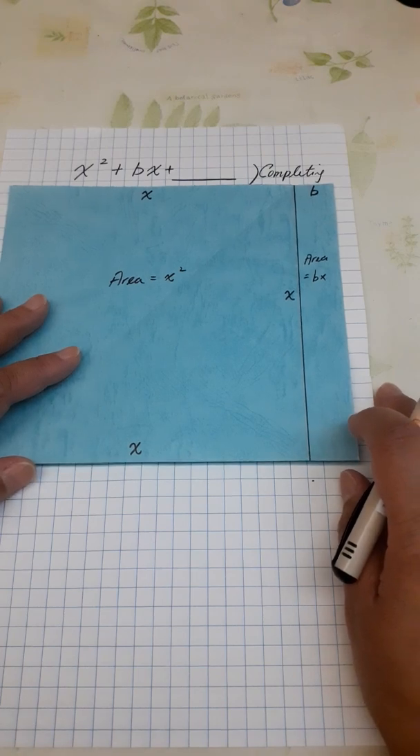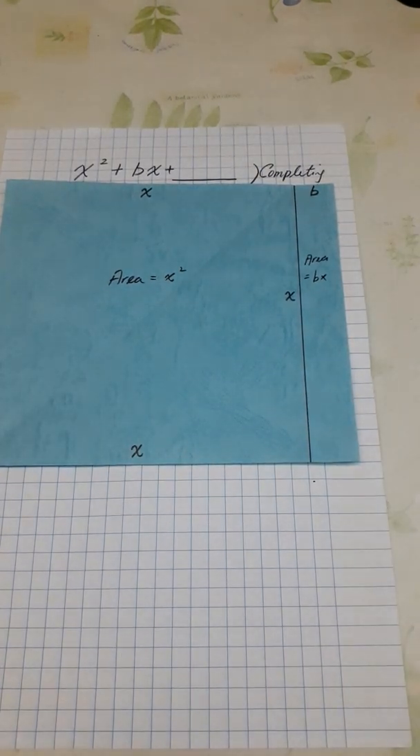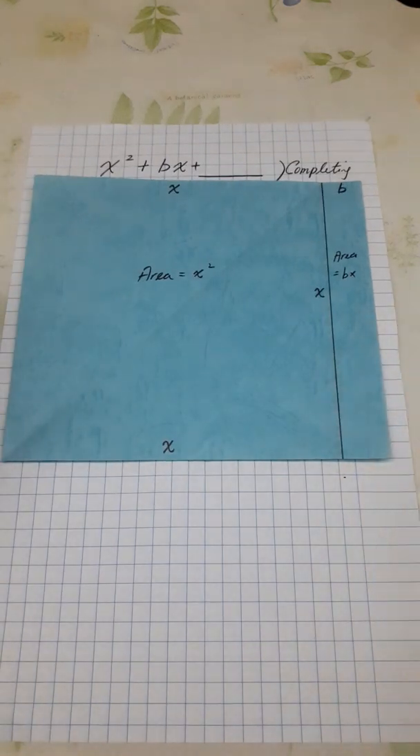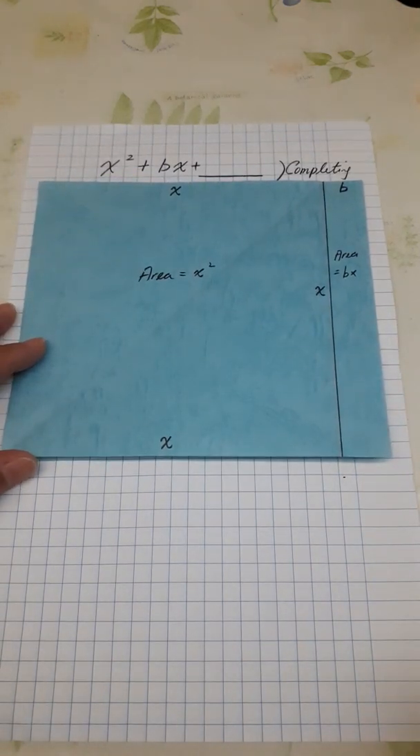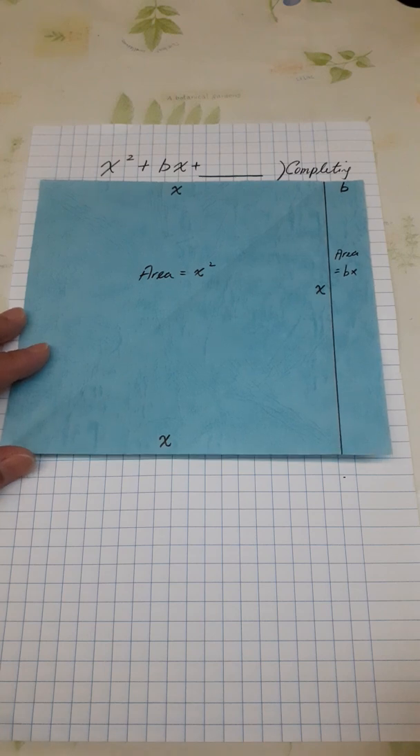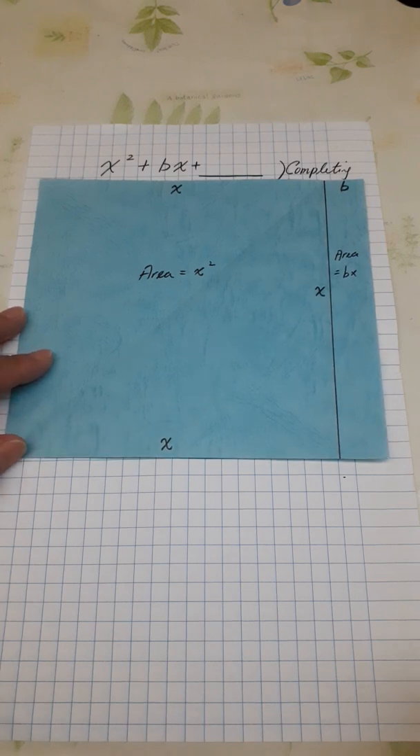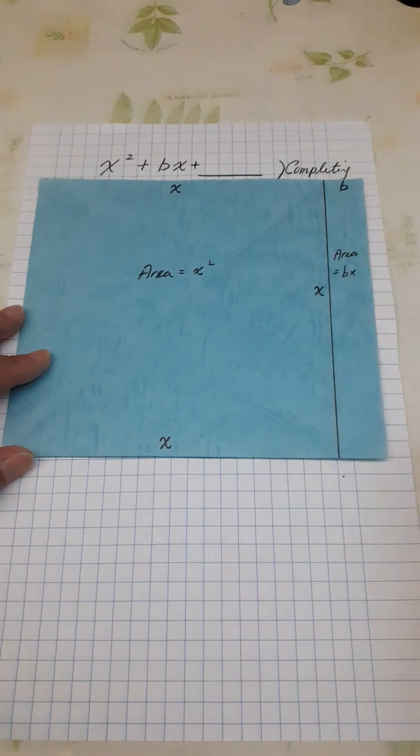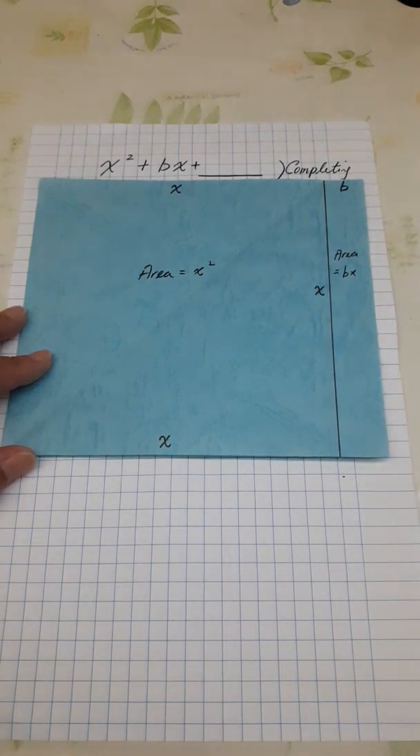Now, let me ask you something. This time, this paper is a rectangle. I want to make it a square. I want to make it a square by adding something, or by rearranging the paper. You can cut the paper.